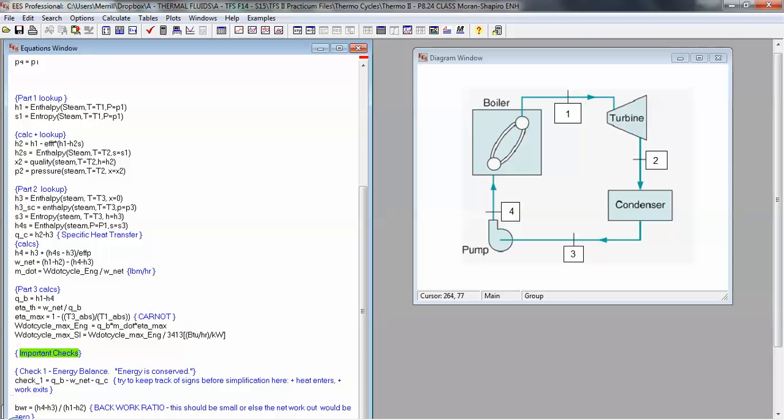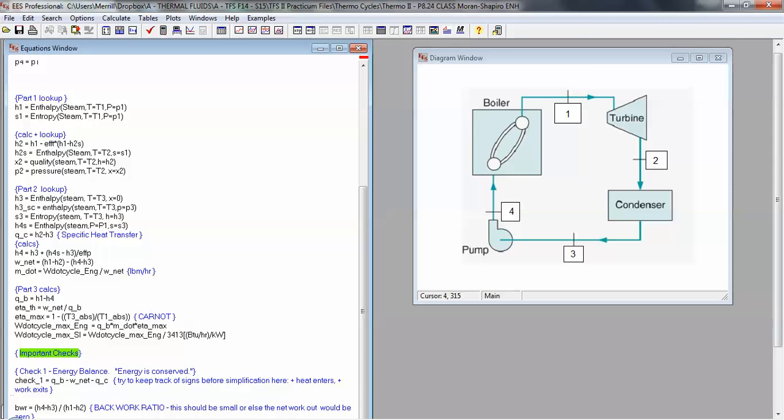Continuing around, working around in a clockwise fashion to 3, enthalpy of 3, we can say is a function of T3 and X equals 0. We're going to say it's fully condensed when it reaches this pump. H3 subcooled would be an enthalpy of steam in a T and P combination. Notice we switch from an X to a T and a P. S3 would assume that steam can be a function of T. We can look it up as a function of T and H.